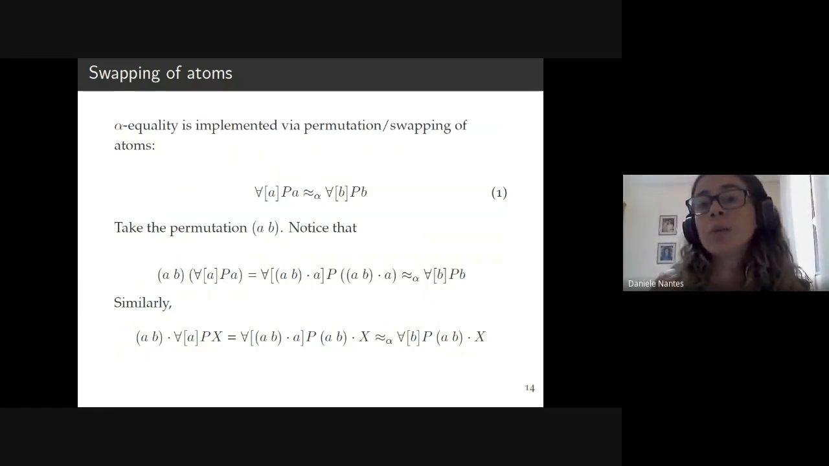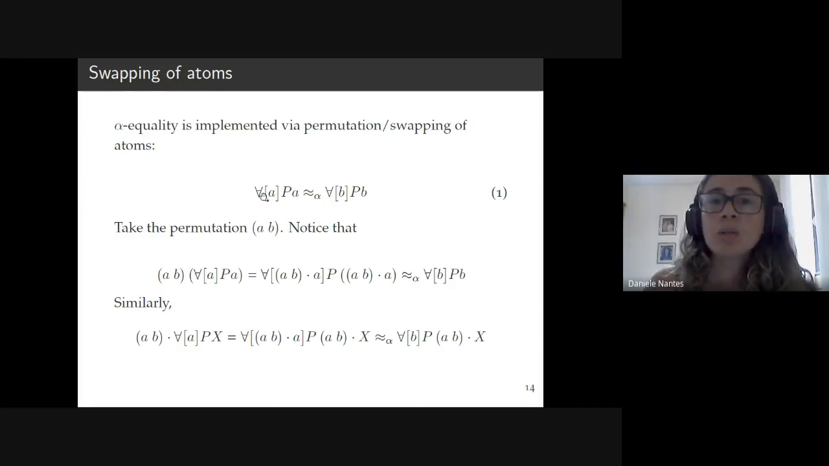So in the nominal language, if you want to check if two terms are alpha equal, we use permutations, okay? So it's easy to see that these two terms in equation 1 are alpha equivalent. I just renamed A for B in the left side, and I get the right side. But how can we do this mechanically?